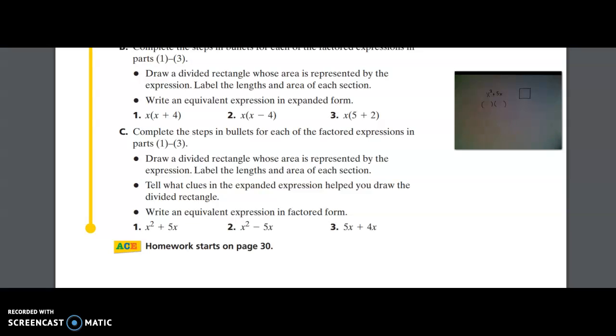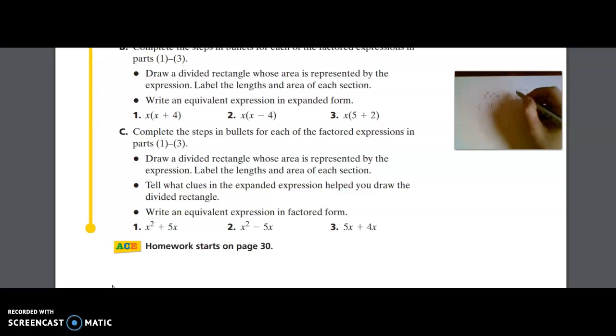Just want to go over letter C for problem 2.2. So for number 1, they have x squared plus 5x, and by the way, this is the expanded form. They want you to turn it to the factored form, which would have the parentheses. And to do this, they want you to look at the area model, the generic rectangle.